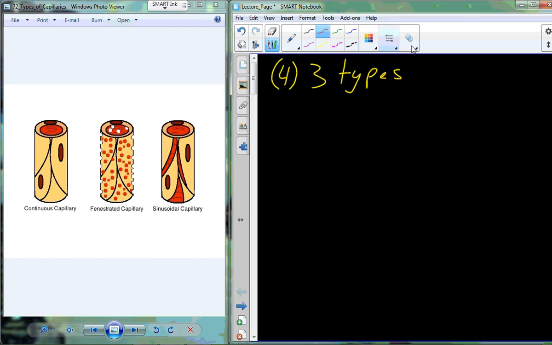Okay, so we're talking about capillaries now. We've made our way through the arterial system and we've identified the different types of arteries. And now we're going to talk about capillaries, and there are three different types. You can actually see the three types of capillaries pictured here on the screen: continuous, fenestrated, and sinusoidal. Each of these, we're going to find in different locations in the body, and they have different functions.